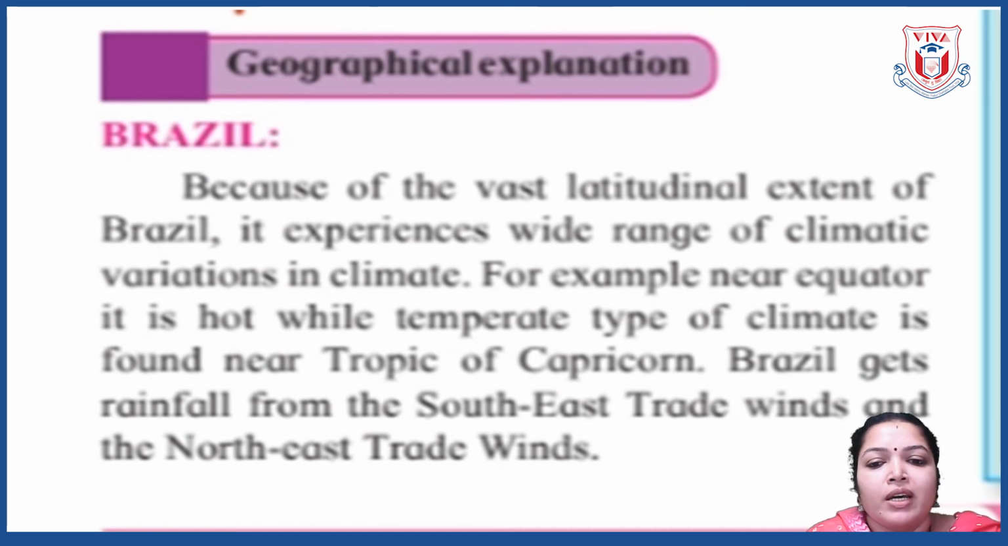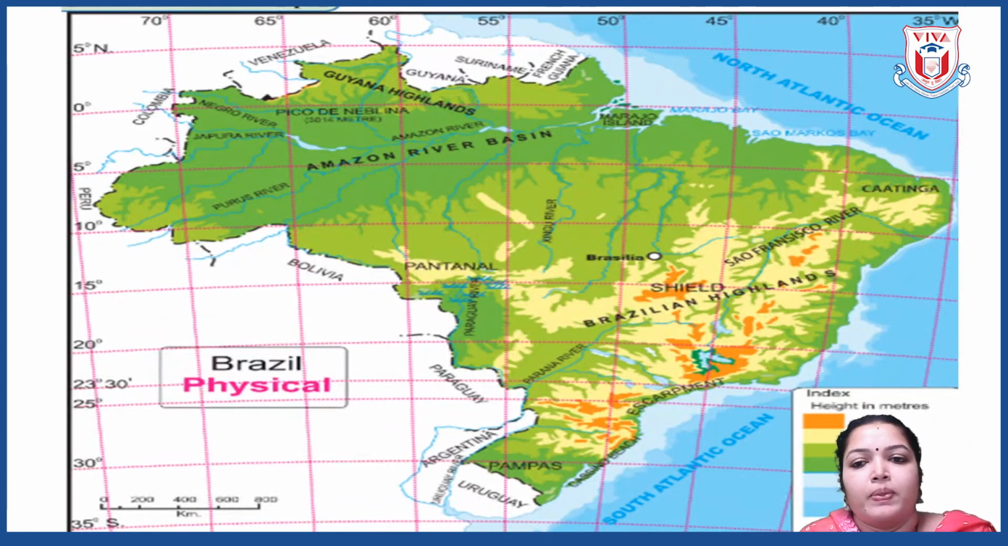For example, near the equator it is hot, while a temperate type of climate is found near the Tropic of Capricorn. We have already seen the region, see here. In Brazil, the equator is passing here, and here is the Tropic of Capricorn. So, this region is having the maximum temperature. Here it is very hot, but the temperature goes on reducing as we move away from the equator.